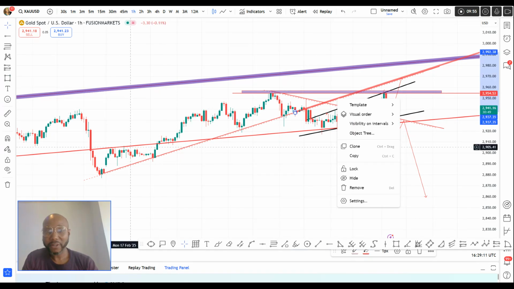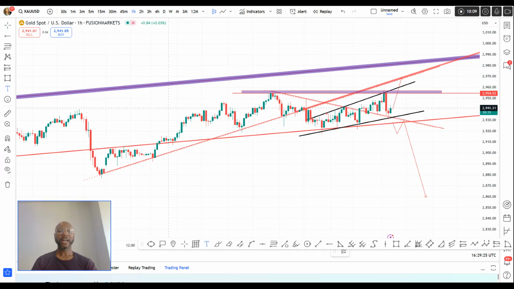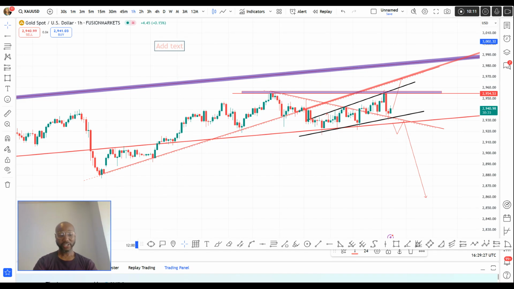So we want to break out of that structure. So when we have a breakout of 2,954, then you are going to 70 something. That will be extra 200 pips push in price. So that's all we have. This is for educational purposes only.